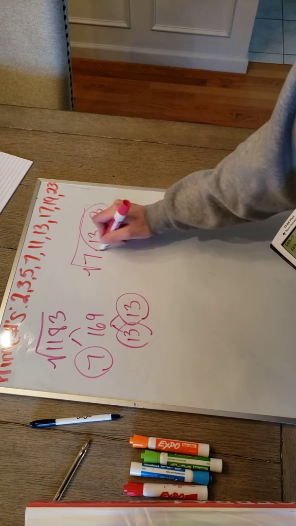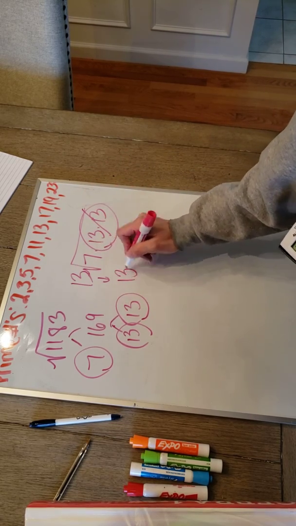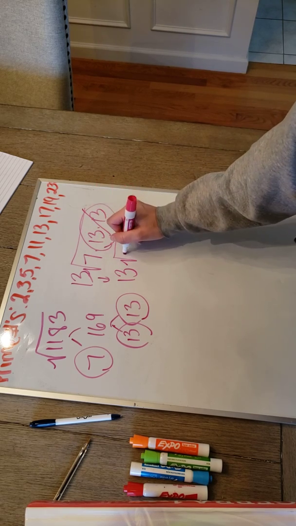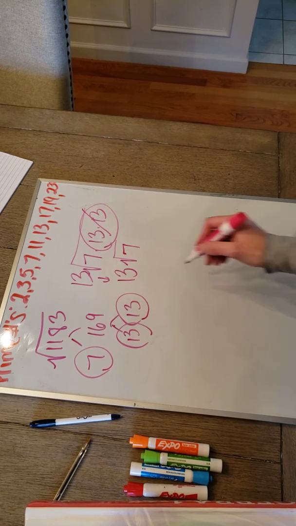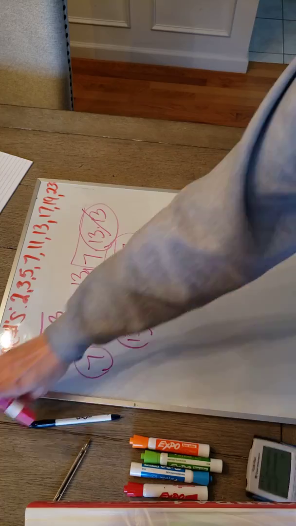Circle your pairs. Cross off a circle, bring one out. You have 13 on the outside of the radical, 7 underneath. So this is your simplified radical. When you put them in the calculator, they will match.